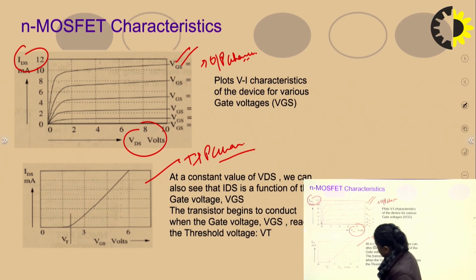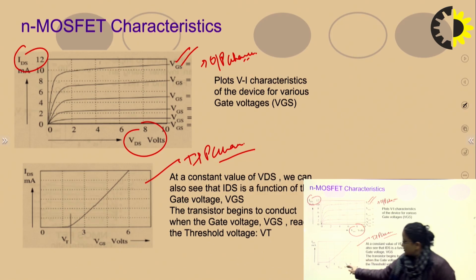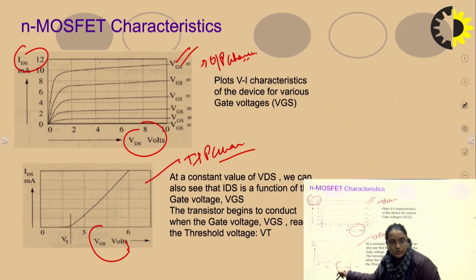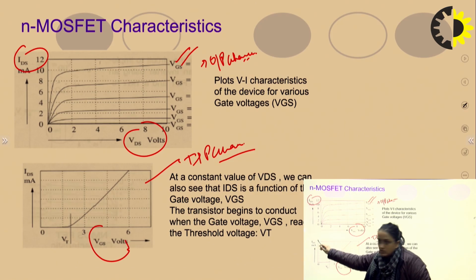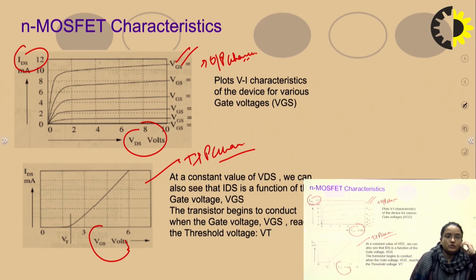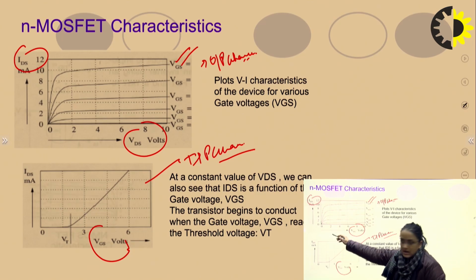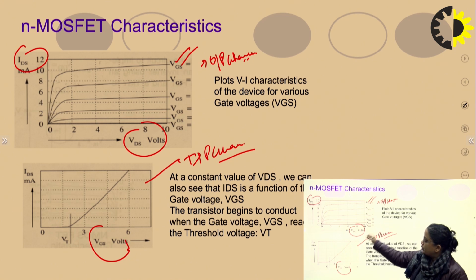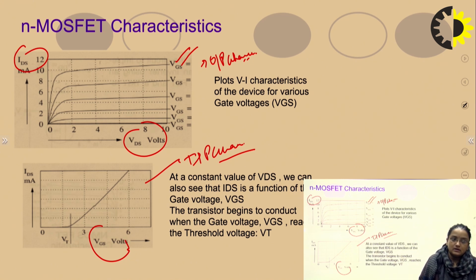Input characteristics are between VGS, that is your gate to source voltage, the input voltage, and IDS, the output current, which we also depict as IDS or ID. So the input characteristics are between VGS versus IDS, and the output characteristics are between VDS and ID. These are the plots depicting the input-output characteristics of the MOSFET.